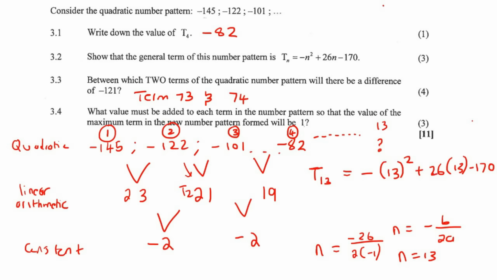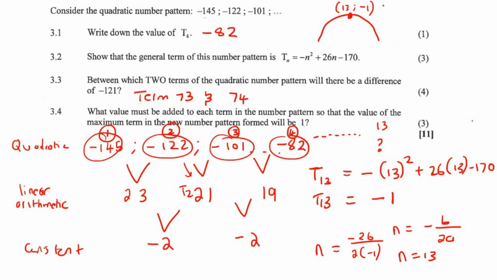Okay, so if you had to work out term 13, you're going to get negative 1. So that means that the maximum value that this parabola would ever reach is negative 1. For example, if you had to draw this parabola on a graph, at the x value of 13, or the n value of 13 if you want, the y value, or the term value, would be negative 1. It makes sense. Look how negative all of these values are. So the maximum that it would ever get to is about negative 1.